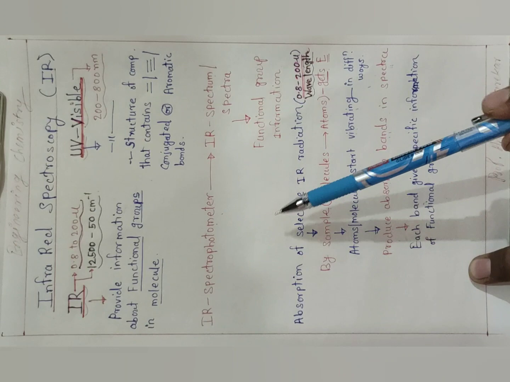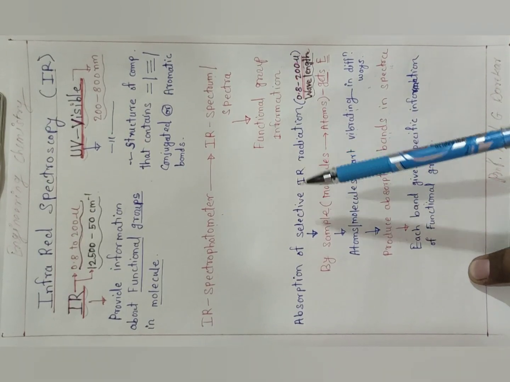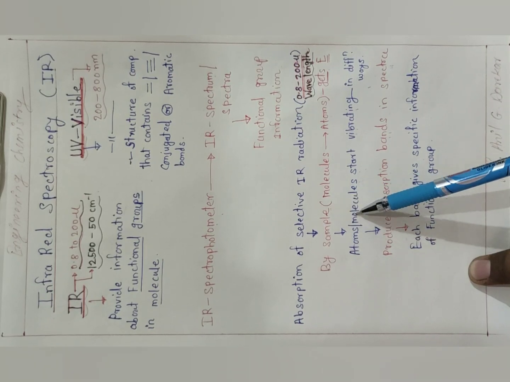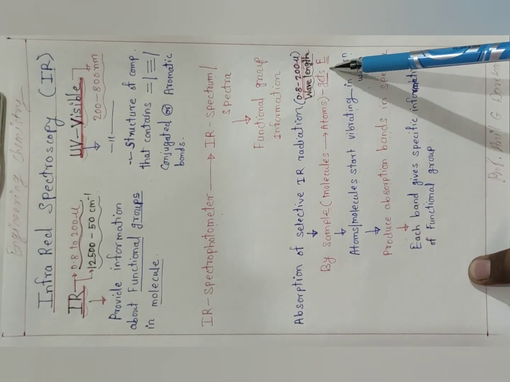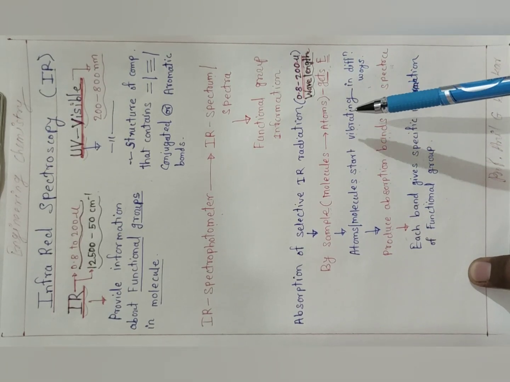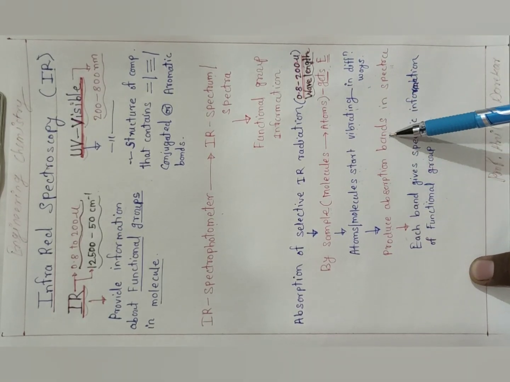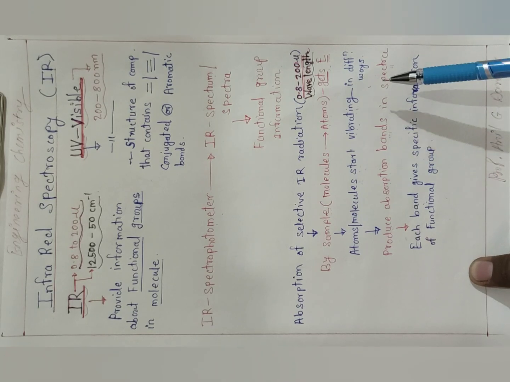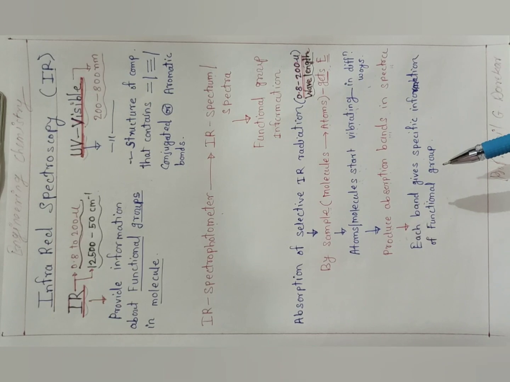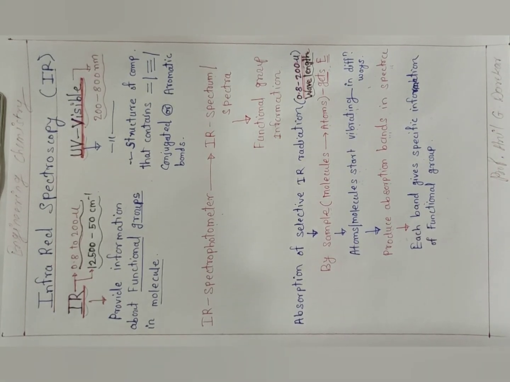I will repeat again. Here is absorption of IR radiation by the sample. So selective radiation gets absorbed. After absorption atoms get energy. After getting energy they start vibrating. Because of that vibration it produces bands, that is the peaks in the spectra. Those peaks or bands give specific information about the functional group.